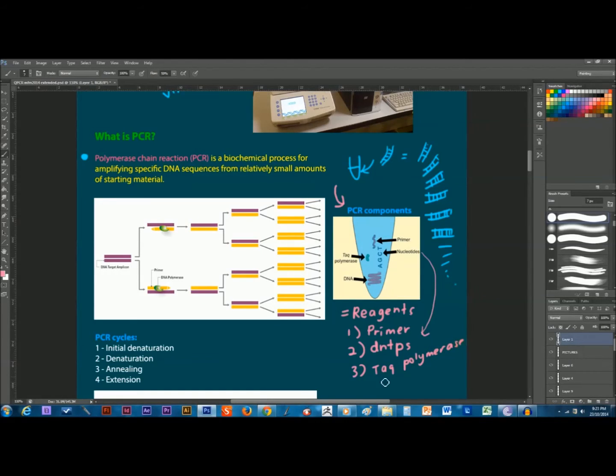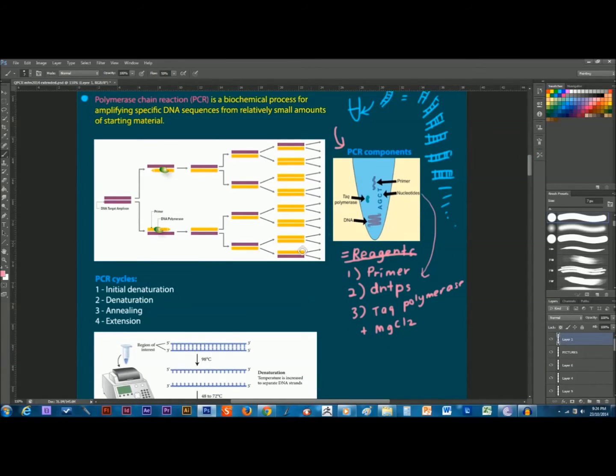And we must have the most important enzyme in PCR, which is Taq polymerase. This is an enzyme involved in the elongation process. It can build the DNA in the presence of these nucleotides. And then finally, DNA, which is derived from our samples.